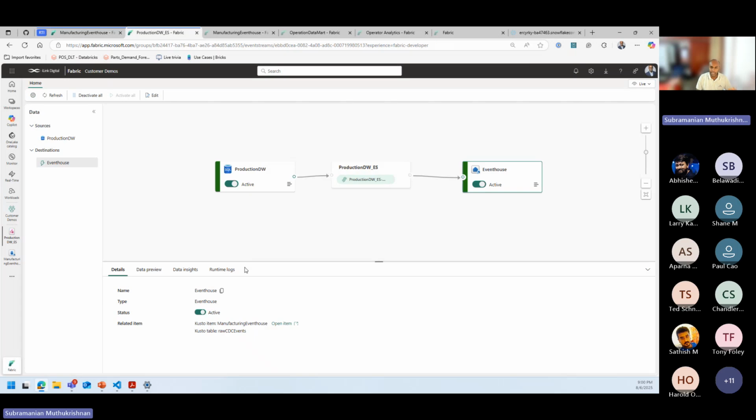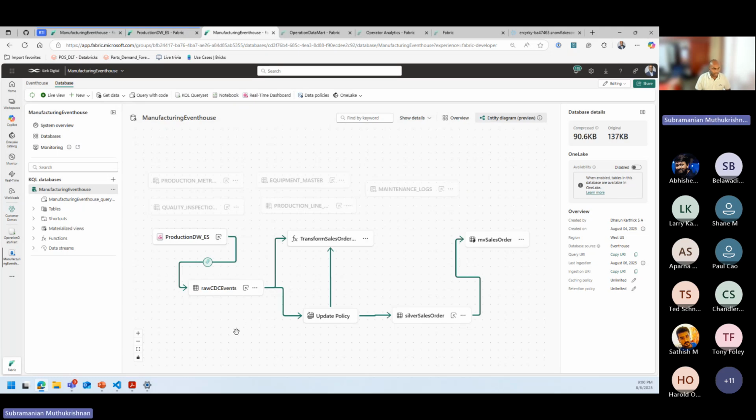And here's how it works. So we have something called event stream that we have enabled here, which listens to the production data warehouse. What it does is it takes the data as and when it comes from the ERP system and pushes it into what we call the event house. It is nothing but a database sitting on top of Fabric.